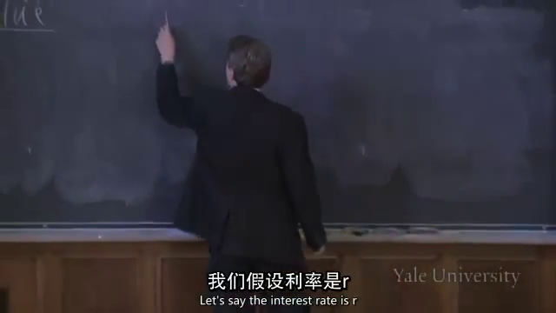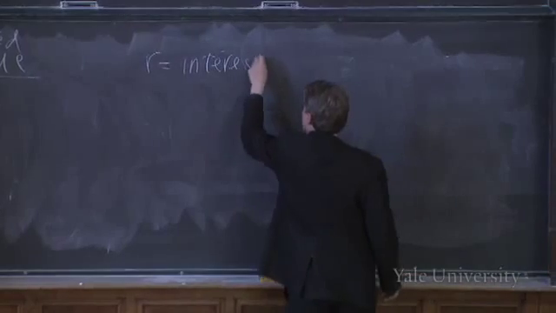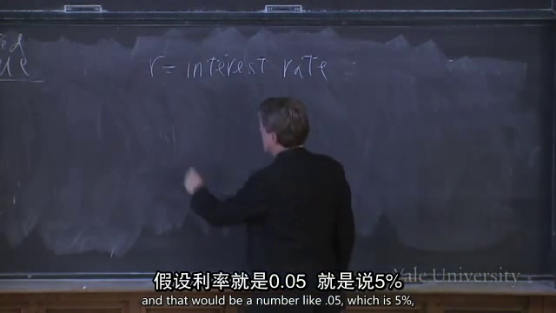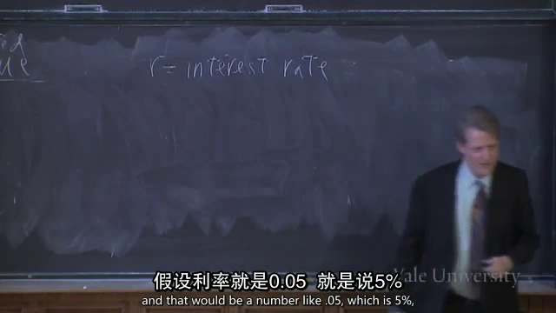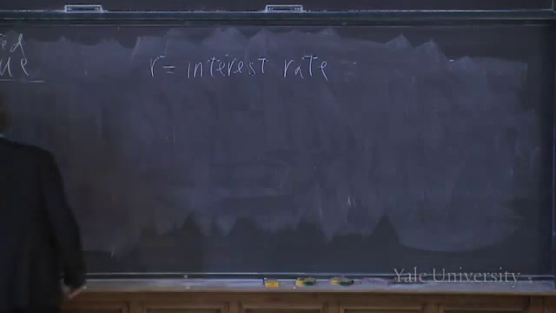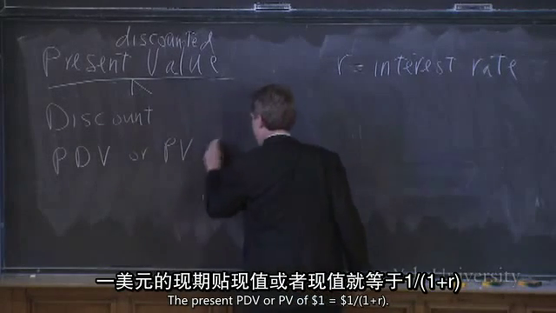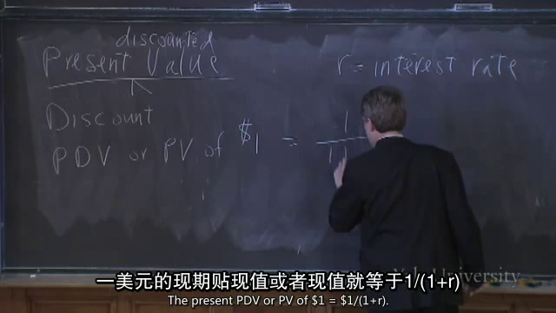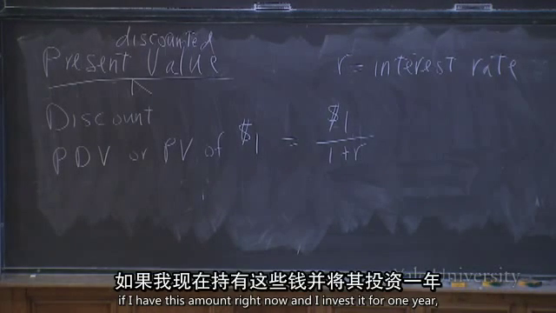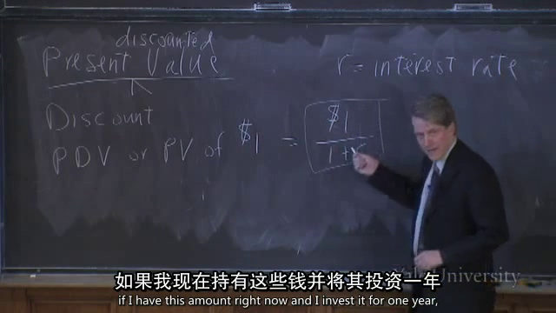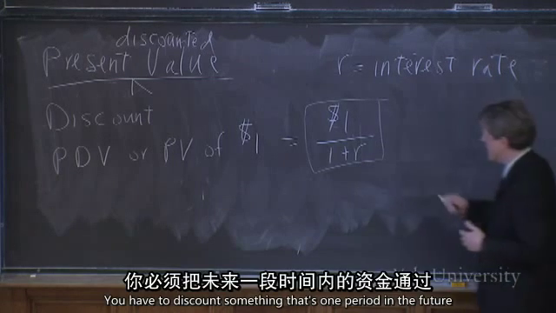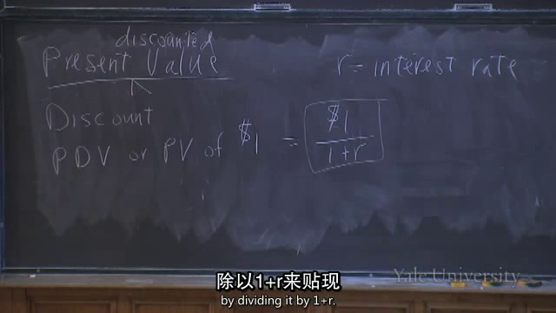And so let's say the interest rate is R. That would be a number like 0.05, which is 5%, which is 5 divided by 100. Then the present value of $1, the PDV or PV of $1, equals 1 over 1 plus R dollars. Okay? That's because the banker is thinking, well, if I have this amount right now and I invest it for 1 year, what do I have? I have 1 plus R times 1 over 1 plus R. It's $1. So that works out exactly right. So you have to discount something that's one period in the future by dividing it by 1 plus R.